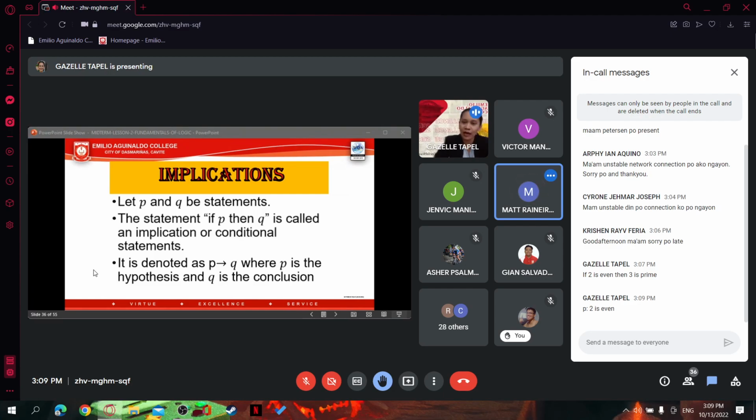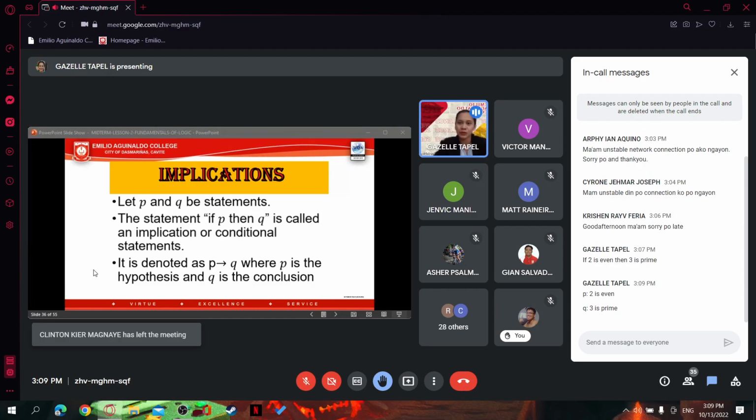Correct. So, out of that conditional statement, makakakuha tayo ng hypothesis na 2 is even, tapos yung conclusion naman ay 3 is prime. How about this one? What if pag sinabing ganito?